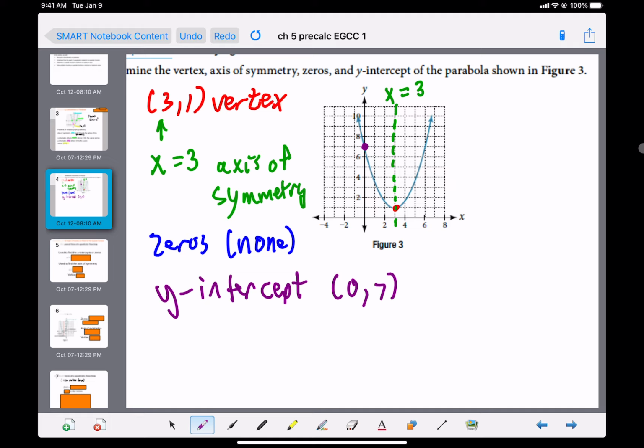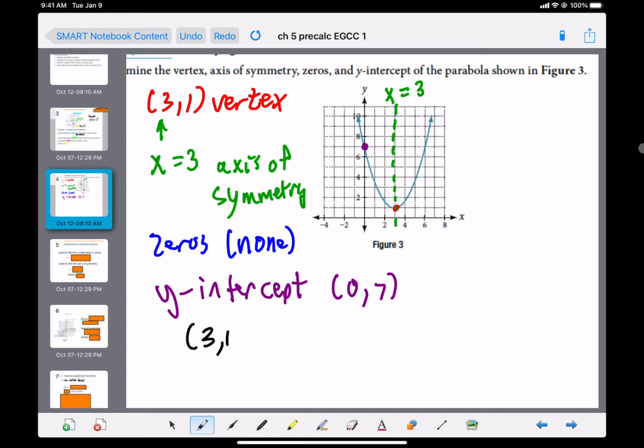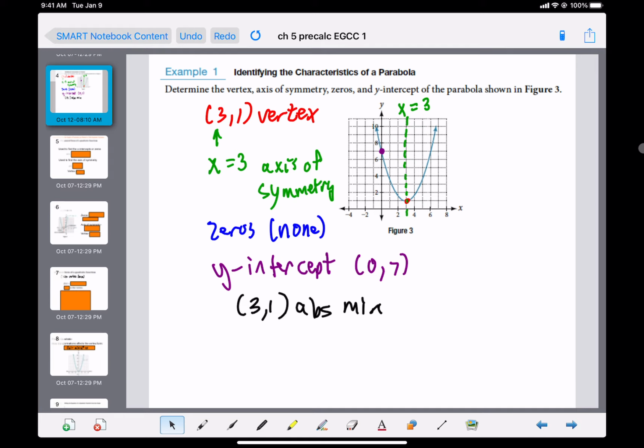I want to talk a little bit about this point right here before we move on. This point right here is a minimum of the graph. It is an absolute minimum. So (3, 1) is an absolute minimum. That's always going to occur when we have a parabola that is opening upward. And that's something we'll explore more later on in the lesson. So there is example one.